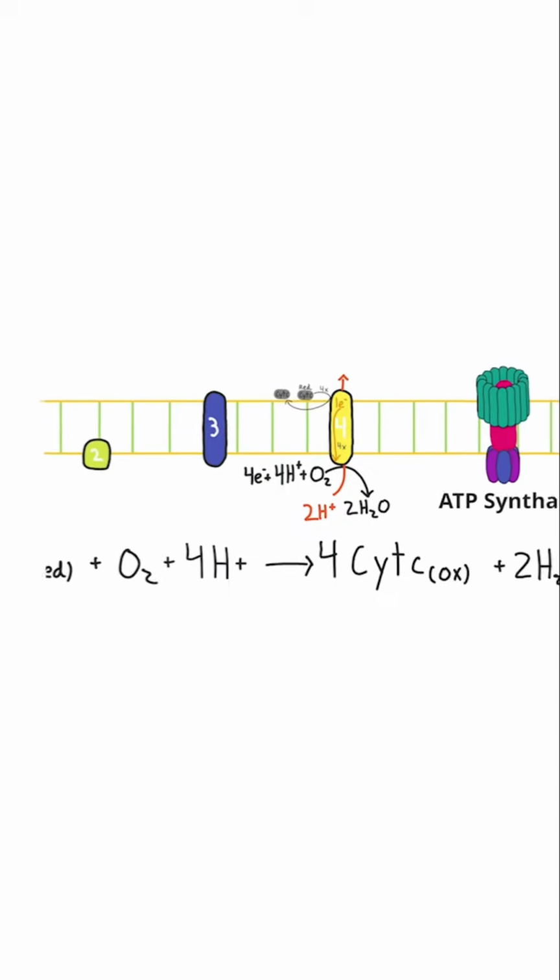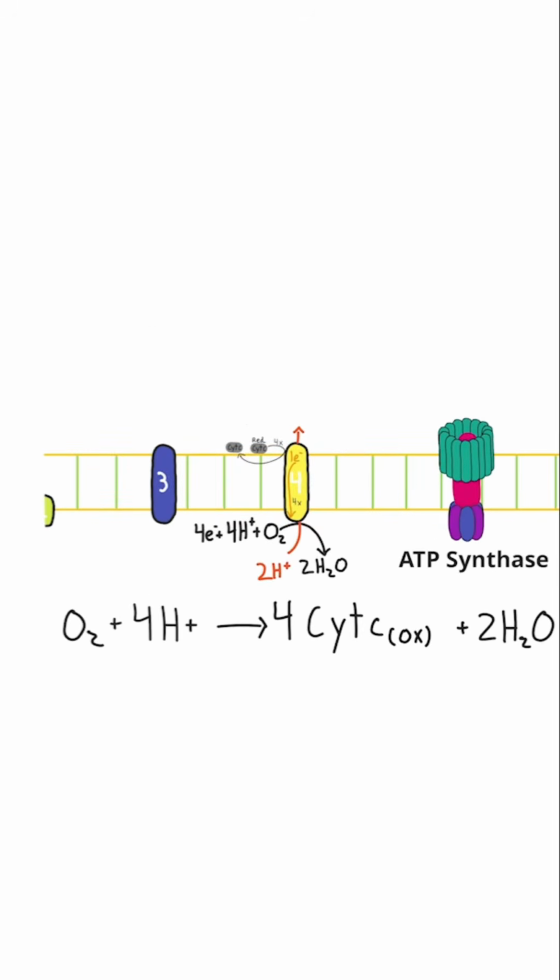And now we can look at complex 4. Complex 4, let's zoom in. We have those molecules of cytochrome C that arrive. Complex 3 only produced 2 of these with those 2 steps, and we are going to require 4 cytochrome Cs to fully do this step at complex 4.